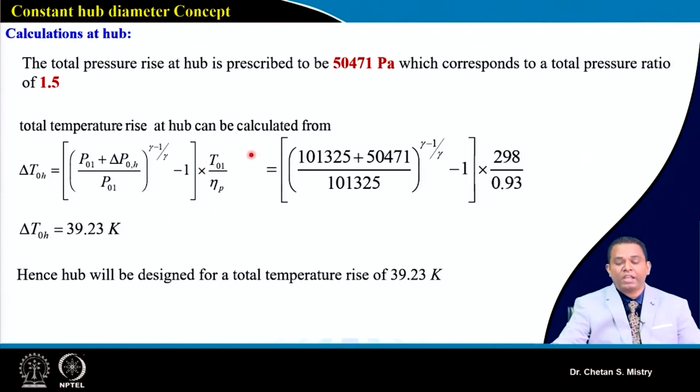Say for this design, we have assumed, going aggressively near the hub region, a pressure ratio expected near the hub of 1.5, and that's giving me my pressure rise near the hub as 50,471 Pascal. Now once we have assumed this delta P0, we can do our calculation for delta T0 at the hub station, and that's coming 39.23 Kelvin.